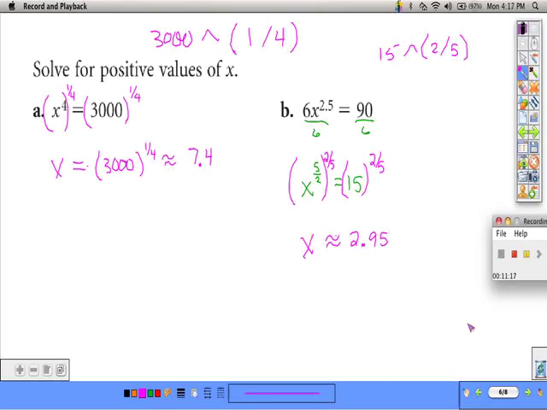But the helpful thing here is thinking about these powers as fractions, and we can get rid of the exponent by raising to the reciprocal of what we have.